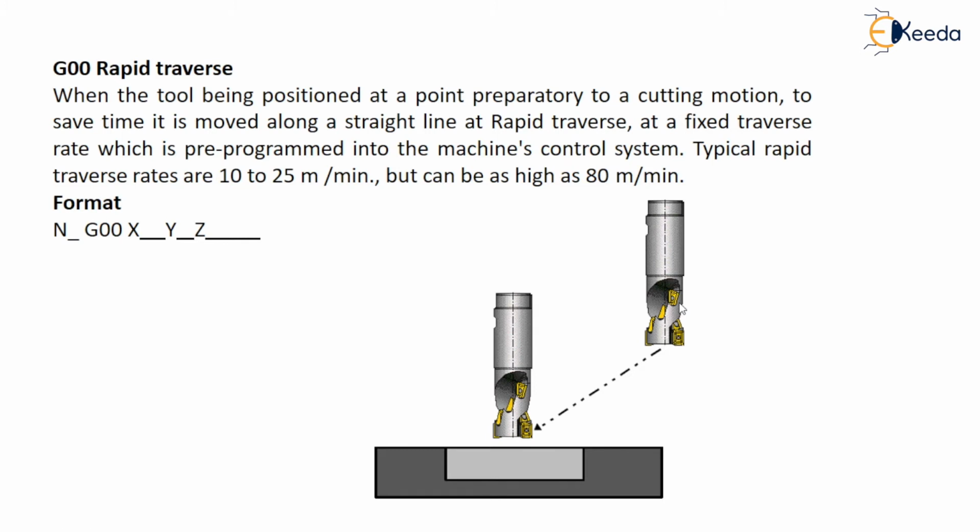G00 is rapid travel. When the tool is being positioned at a point separately from the cutting motion, to save time it is moved along a straight line at a rapid traverse or at a fixed traverse rate, which is pre-programmed into the machine control system. Rapid traverse rates are 10 to 25 meters per minute, but can be as high as 80 meters per minute. So within seconds that particular tool will move from the part origin to the workpiece origin. Okay, so those things are very important.